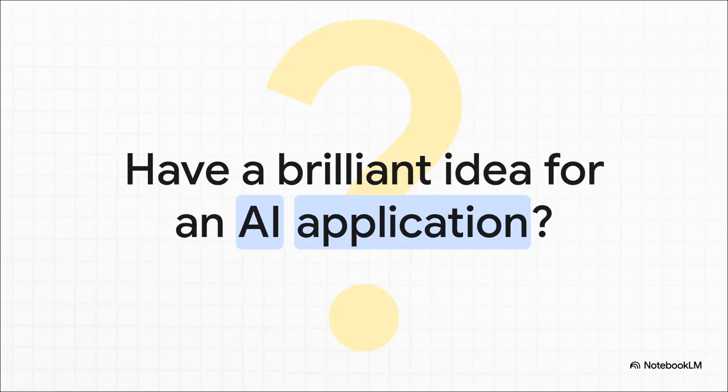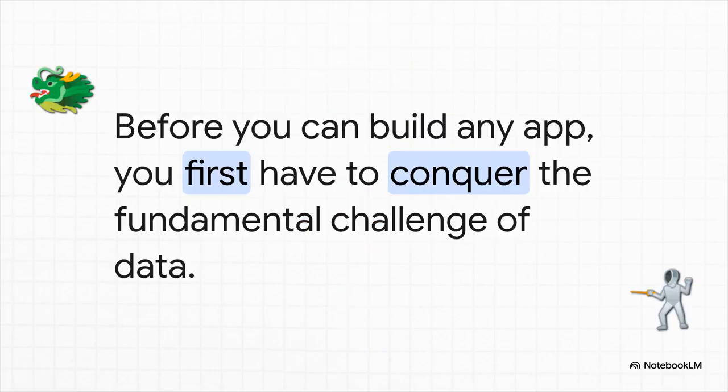So, you've got it, right? That light bulb moment, that one brilliant idea for an AI app that you just know is going to be a game changer. You're fired up, you're ready to build, but then you hit that first and, let's be honest, biggest hurdle. And there it is, the data. It's often a total mess, right? It's disorganized, it's all over the place. Before you write a single line of model code, before you build anything cool, you have to face this challenge. It's kind of like the rite of passage for every AI builder out there.